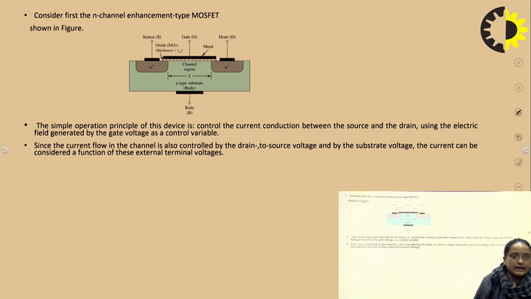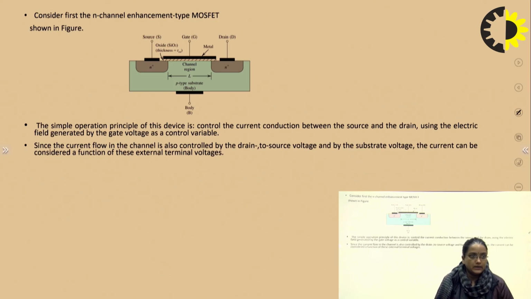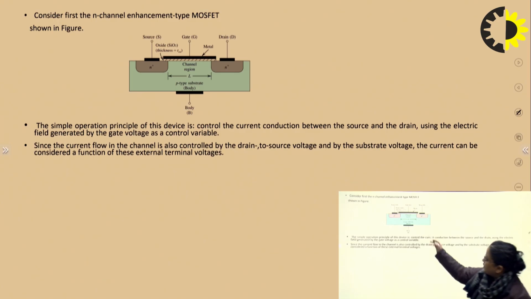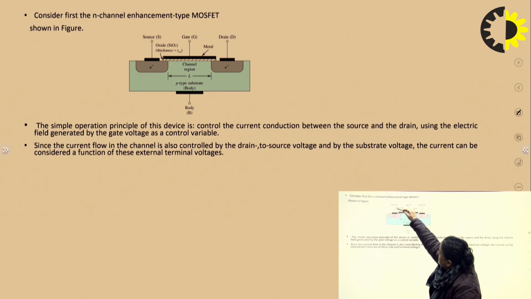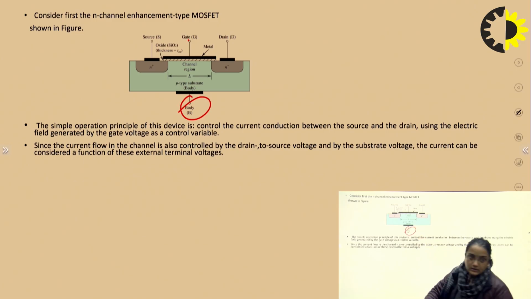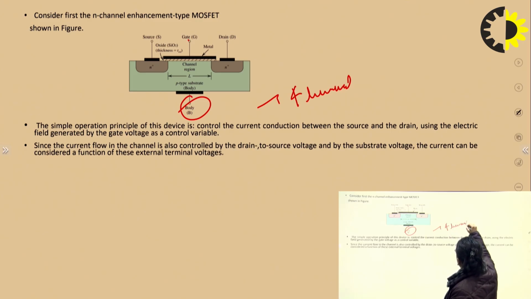So what I depicted in the first slide was the three-dimensional view of the N-channel MOSFET. What we are seeing in this diagram is the two-dimensional (2D) view of the N-channel MOSFET. We have three terminals, source, gate and drain, and the last is the body terminal. So it is a 4-terminal device.